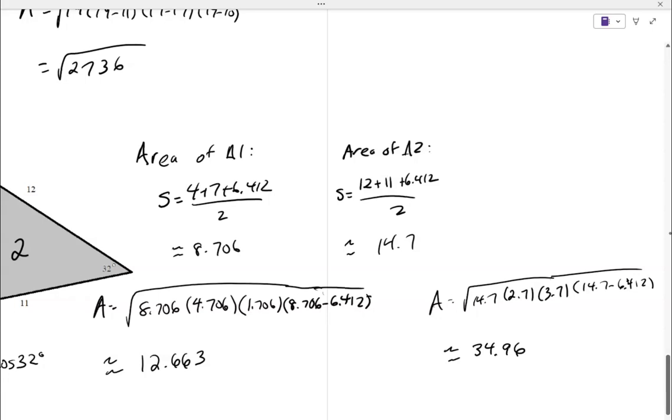And then there's one more step we need to do. Add them, right? For the very final answer, you want to add those two numbers together.